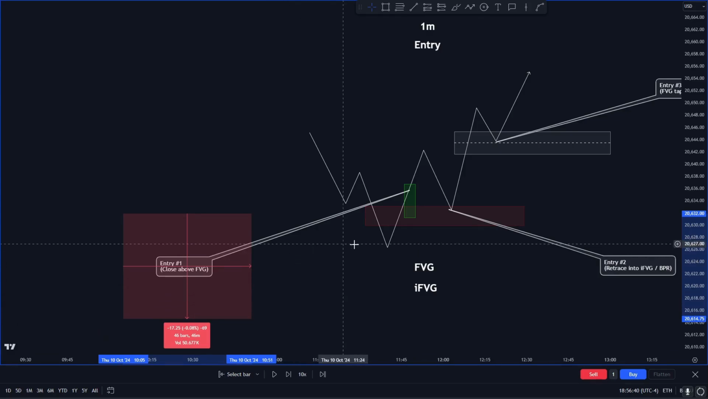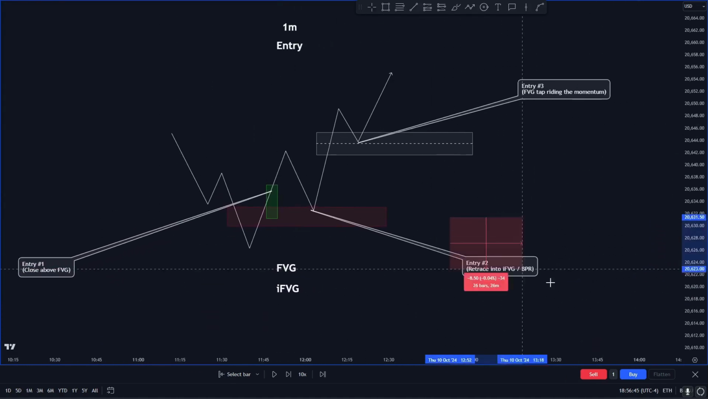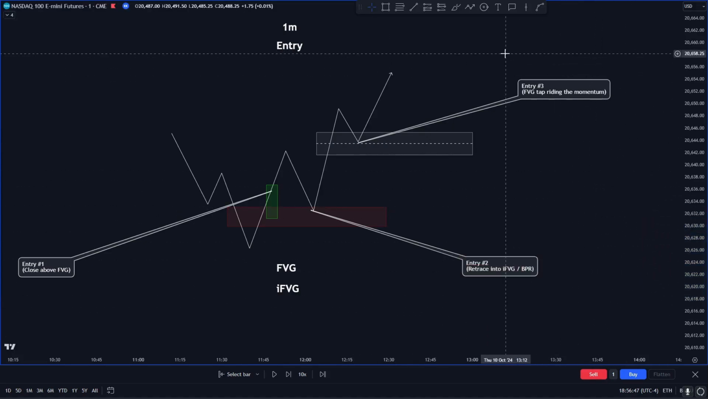I don't like this entry too much, just because sometimes it's easy to get faked out and wicked out, because sometimes this is a little bit too early to enter. What I would really recommend is that you guys take entry number 2 or number 3, and I'll explain that right now.